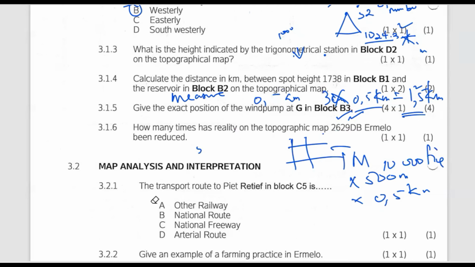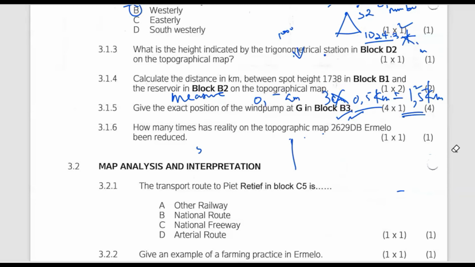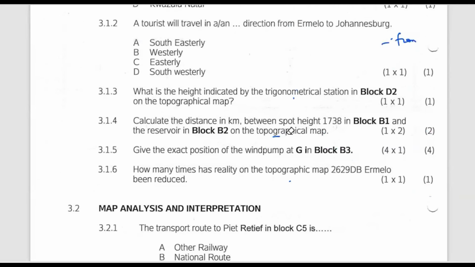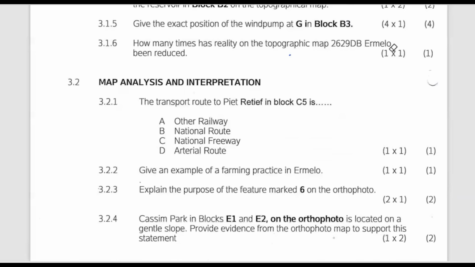Our next question is on map analysis and interpretation. We'll just discuss, giving each other hints and guidelines on how you must be in a position to answer those questions. Right. Our question is saying the transport route to Piet Retief in block C5 is... You're just supposed to check on the map and see the transport route which is in that particular block given. Whether it's a national route or other railway, national freeway or arterial route, you check and confirm with the key of the map to see which nature of the road is portrayed by the route that you are seeing in that particular block. So you are able to figure out the correct response.